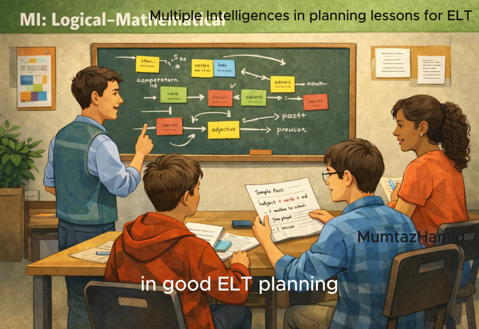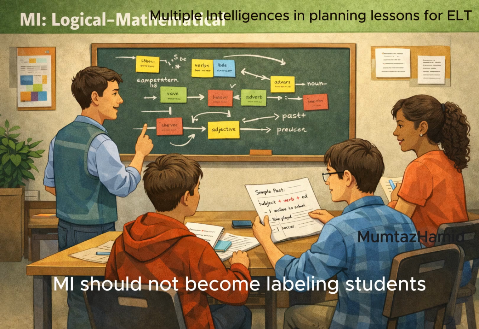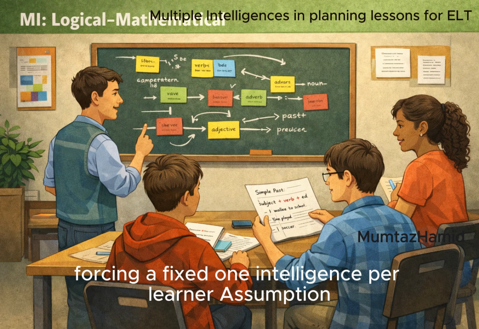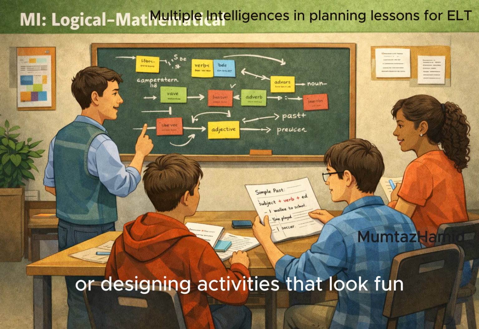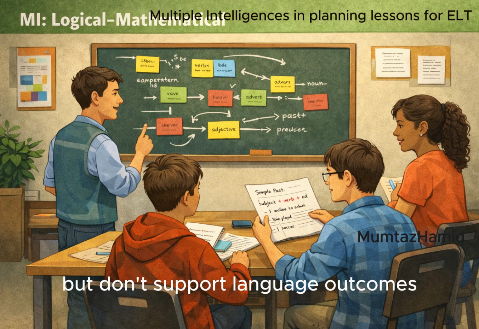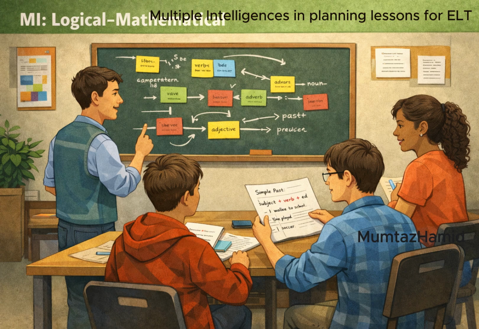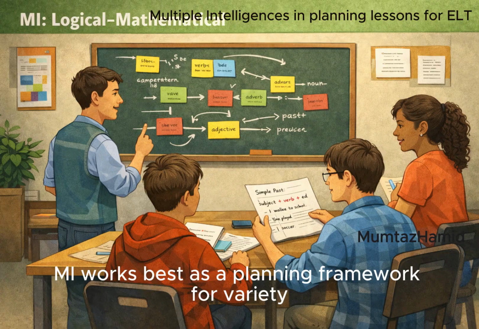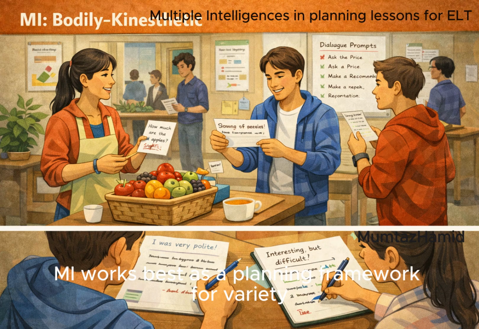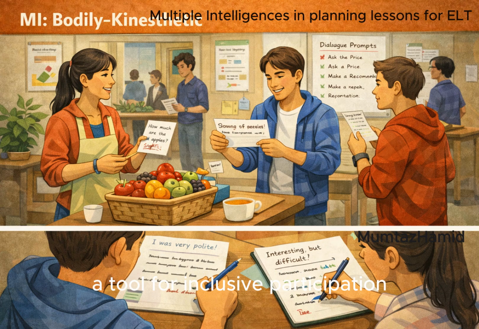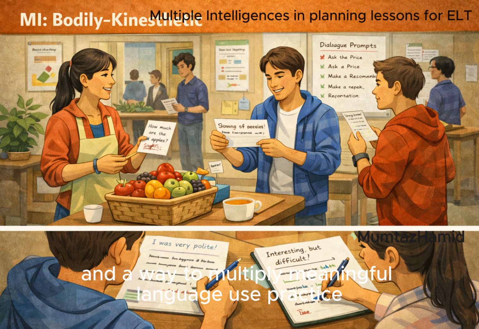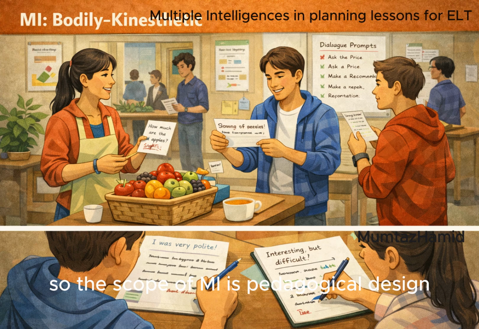In good ELT planning, MI should not become labeling students, forcing a fixed one intelligence per learner assumption, or designing activities that look fun but don't support language outcomes. Instead, MI works best as a planning framework for variety, a tool for inclusive participation, and a way to multiply meaningful language use practice. So the scope of MI is pedagogical design, not psychological diagnosis.